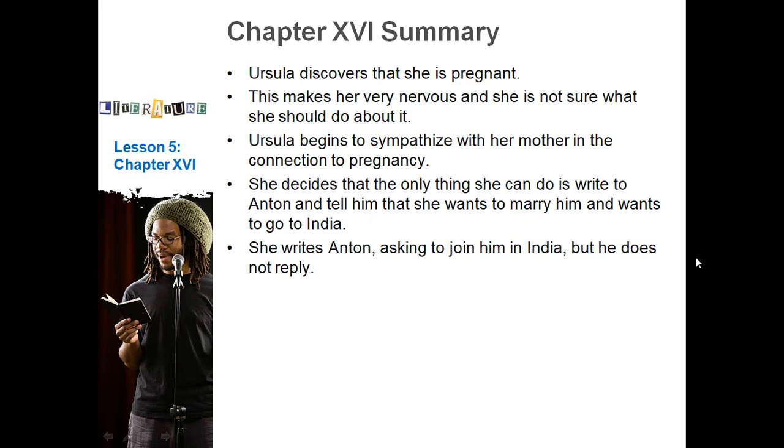Chapter 16 Summary. The last chapter of the book. Ursula discovers that she is pregnant. This makes her very nervous and she is not sure what she should do about it because she is unmarried. Ursula begins to sympathize with her mother in connection to pregnancy. She decides that the only thing she can do is write to Anton Skrebensky and tell him that she wants to marry him and wants to go to India. She writes asking to join him in India, but Anton does not reply.